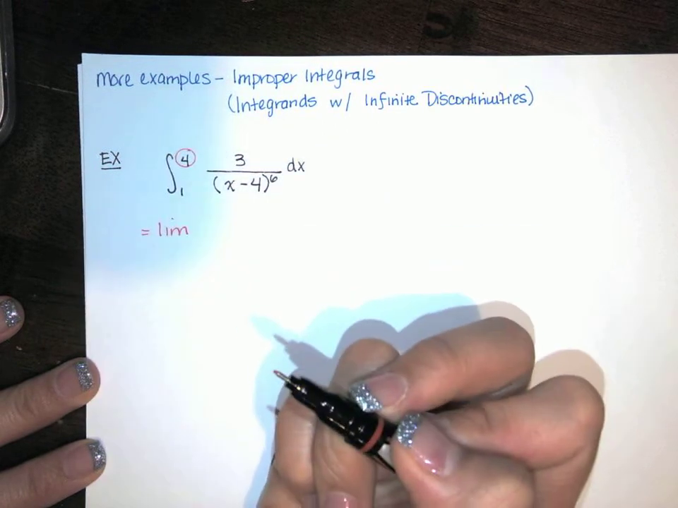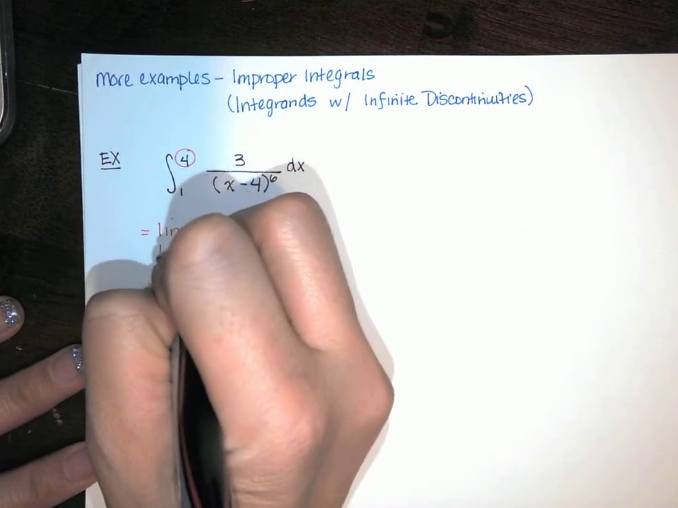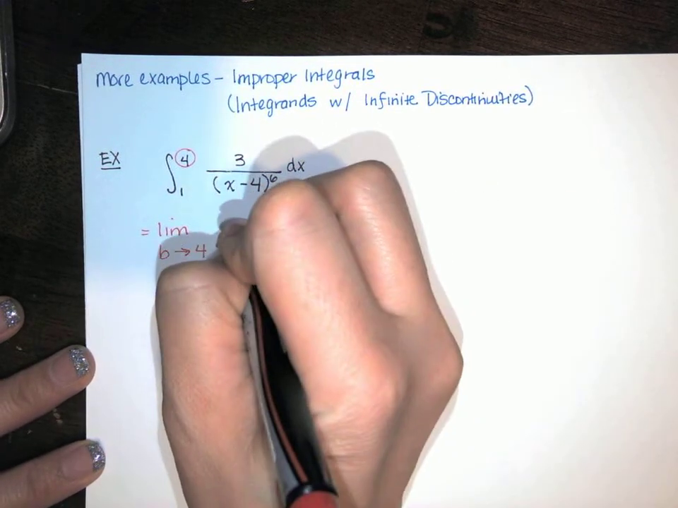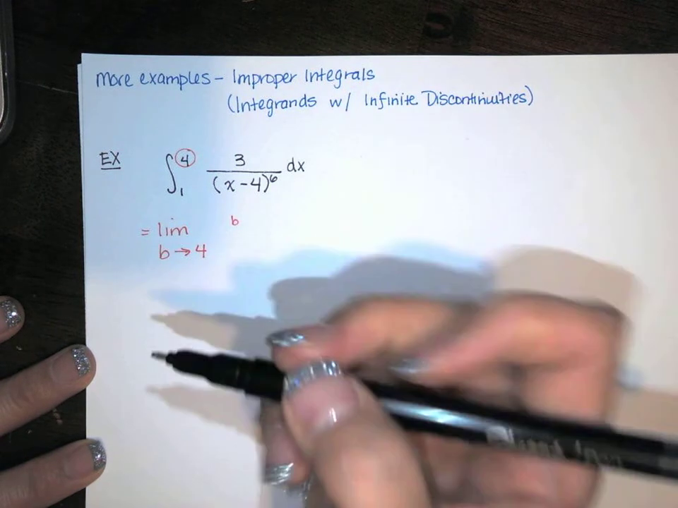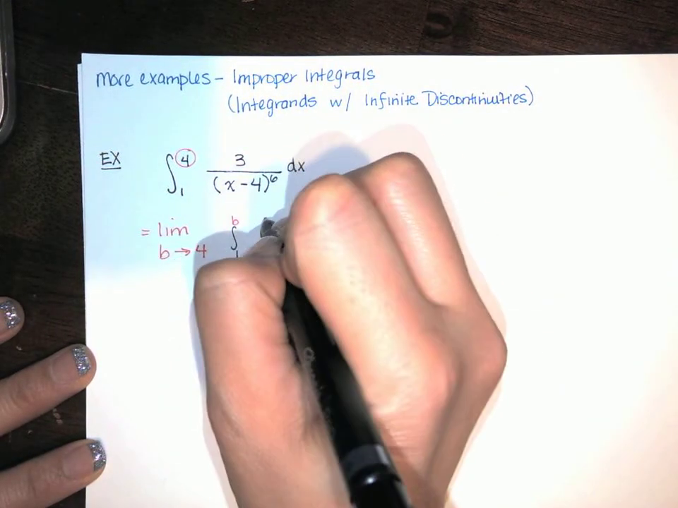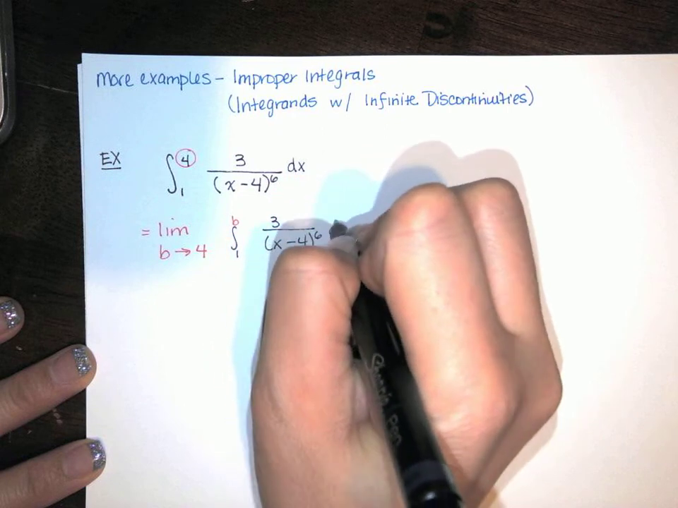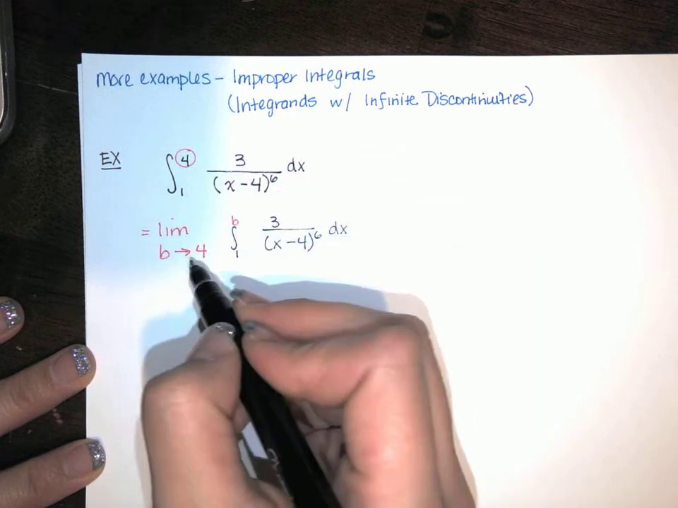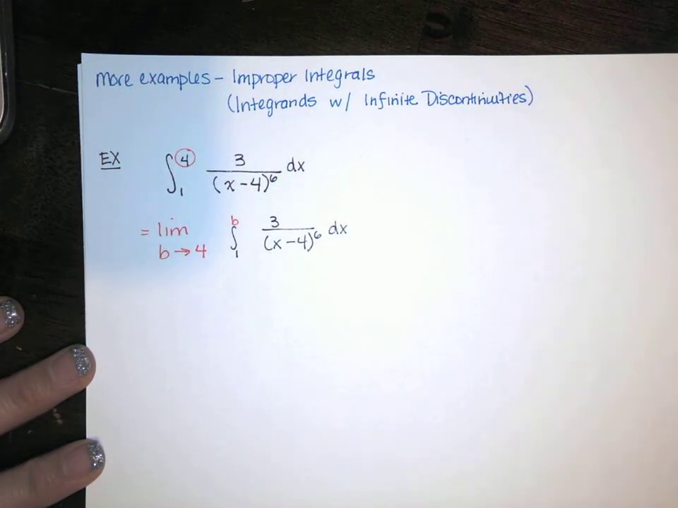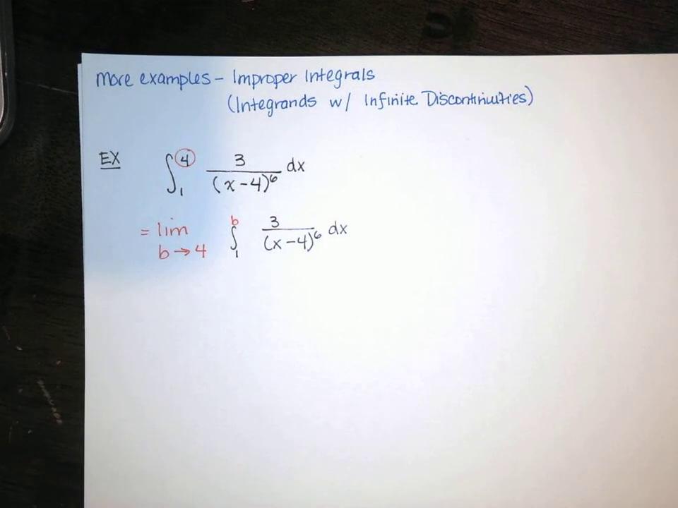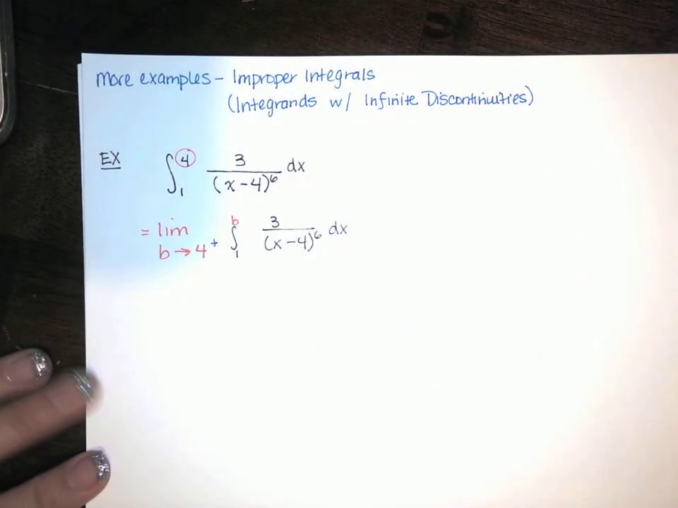So we can write this as the limit as b approaches 4 of the integral from 1 to b of our integrand. Everything else stays the same. I just replace the 4 with a b and I let b approach 4. Since it's the upper limit, well, we're going to approach from the right, but I want you to see why.